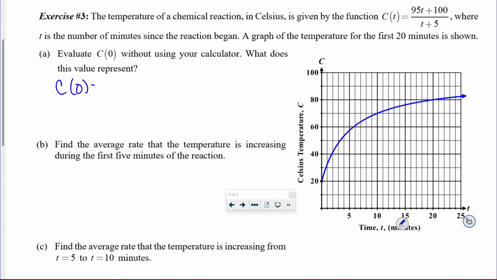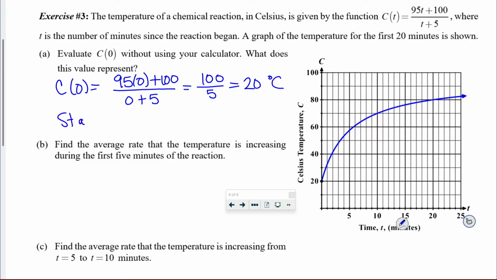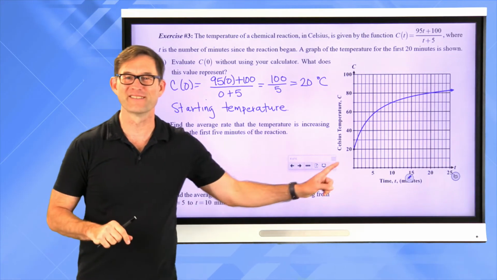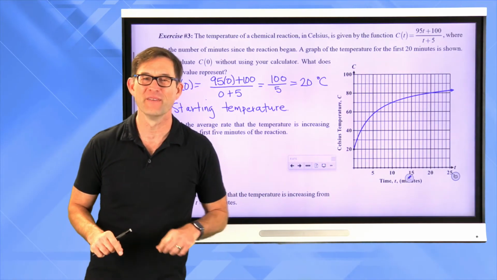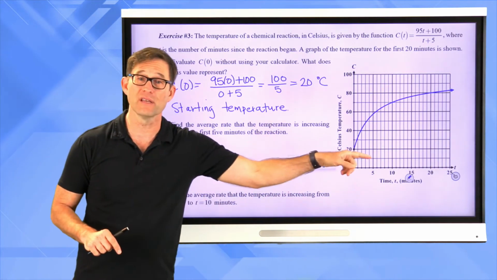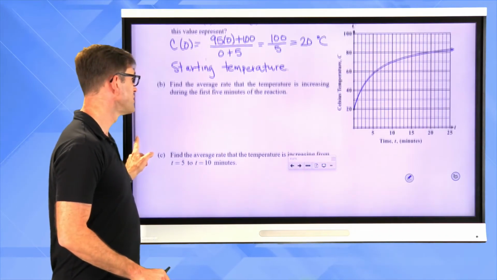So C of 0 is going to be 95 times 0 plus 100 divided by 0 plus 5. 95 times 0 is 0. 0 plus 100 is 100, divided by 5, and that's 20. Specifically 20 degrees C, and that is the starting temperature. And of course, you can actually see that right down here on the graph. So you could have probably just said 20 degrees C from the graph, but it's kind of nice to also see it from the formula.